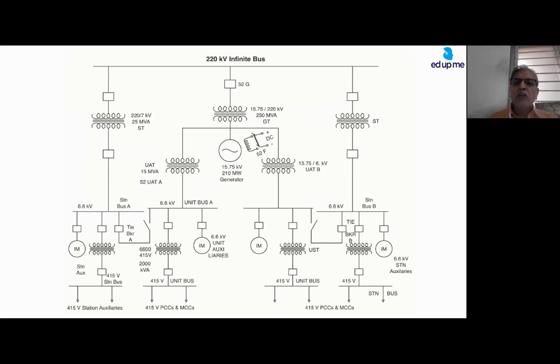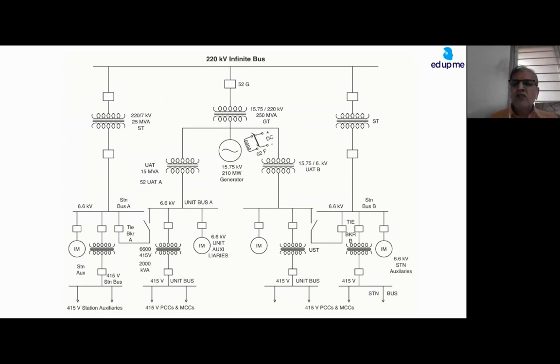From the generator, I'm going to the GT. The power is stepped up, and then 52G. 52 is the number of a breaker. It's an ANSI number, internationally known. When you say 52, everybody will understand that you are talking of a breaker. Then it leads me to the 220 kV infinite bus.